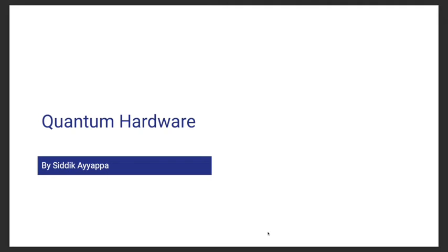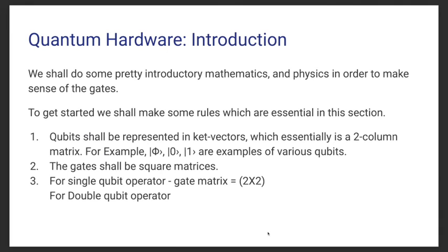Now, this part tells us about the hardware related information in quantum computers. A prerequisite before we look at things: some rules, no big deal. Rule number one, qubits shall be represented in Dirac notation. For instance, consider Cat1. It's a two column matrix, and that is a single qubit, and the rest of the rules are self explanatory.